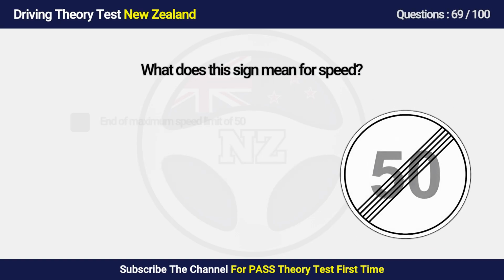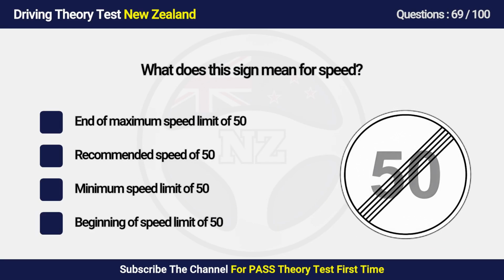Question 69. What does this sign mean for speed? A. End of maximum speed limit of 50. B. Recommended speed of 50. C. Minimum speed limit of 50. D. Beginning of speed limit of 50.